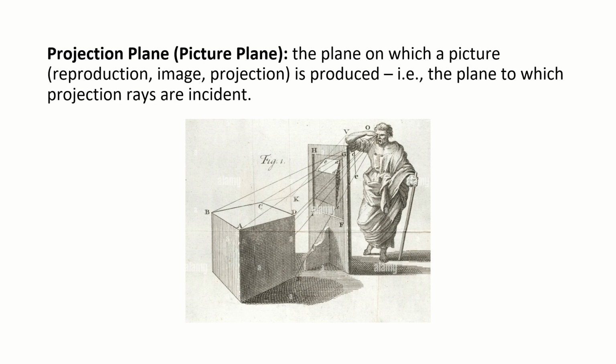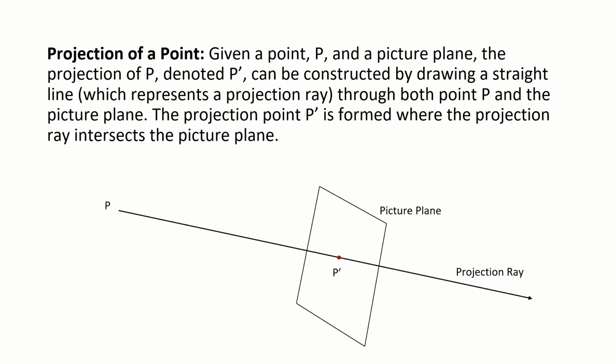And formally, a projection plane is a plane on which a picture, also called an image or a projection, is produced. So given a point in space, P, and a picture plane, the projection of P, which is this little red point P', can be constructed by drawing a straight line through both point P and the picture plane. So the image of P, which we are calling P', is formed where this projection ray intersects the picture plane.